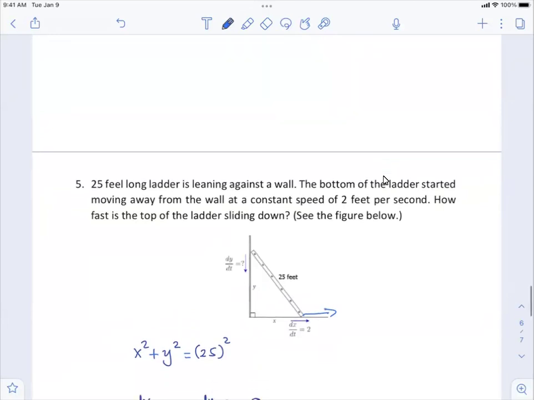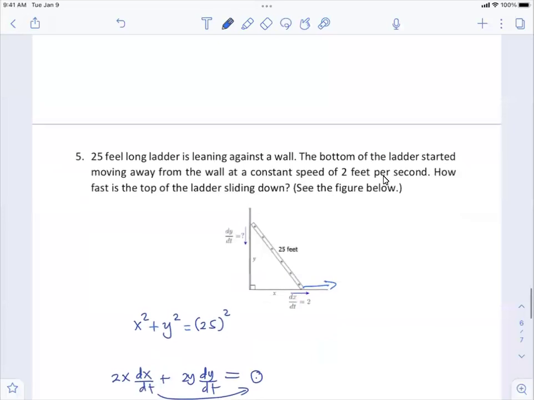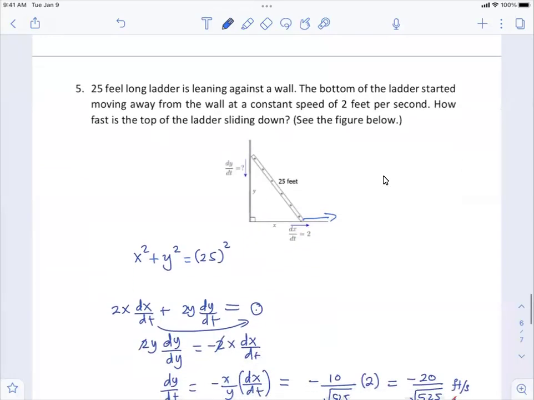And we know dx/dt, that's also given. dx/dt is none other than the speed of the bottom of the ladder. And then x and y are exactly the corresponding distances or positions. The length of the ladder is a constant, 25 feet long. So that simply means you have the Pythagorean relation right away, and then just differentiate that relation right at the beginning.